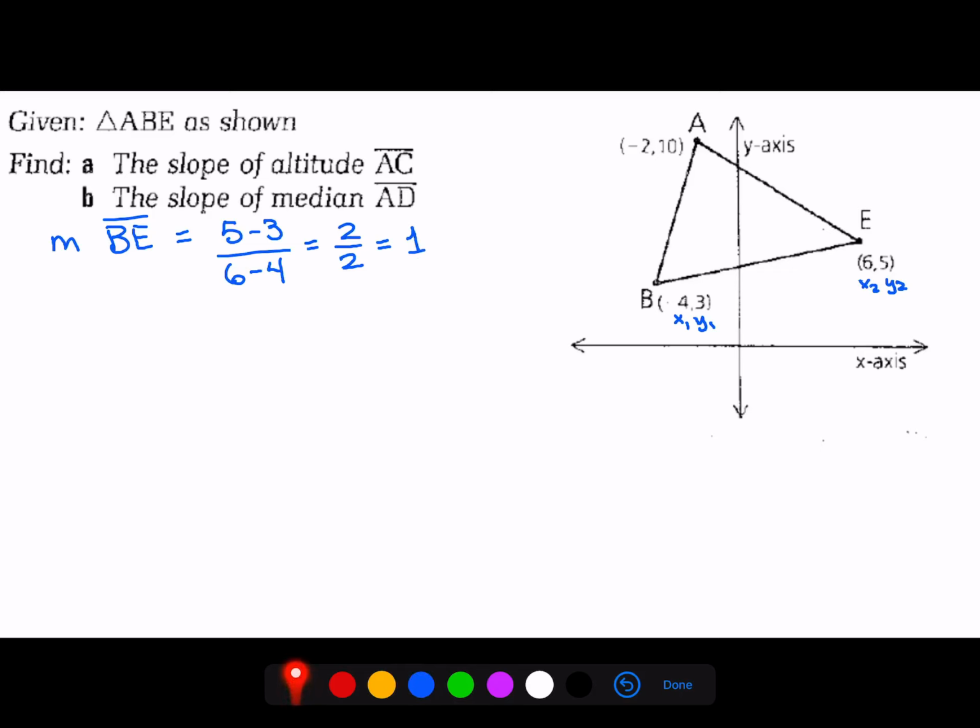So therefore, the slope of the altitude of AC, that needs to be opposite reciprocal. So the slope of AC is the opposite reciprocal. Well, the opposite reciprocal of positive 1 is negative 1. So that's our answer. Slope of AC equals negative 1.